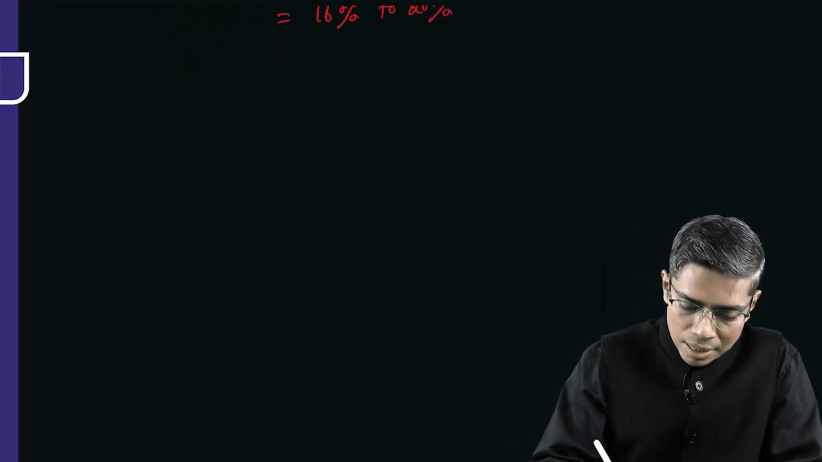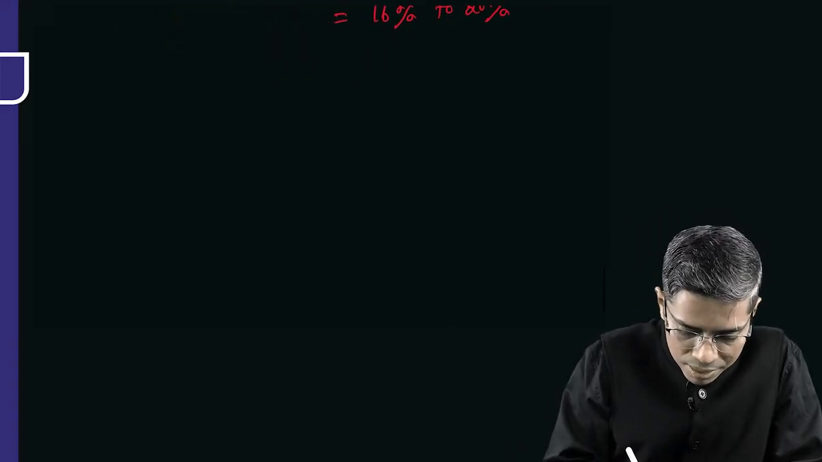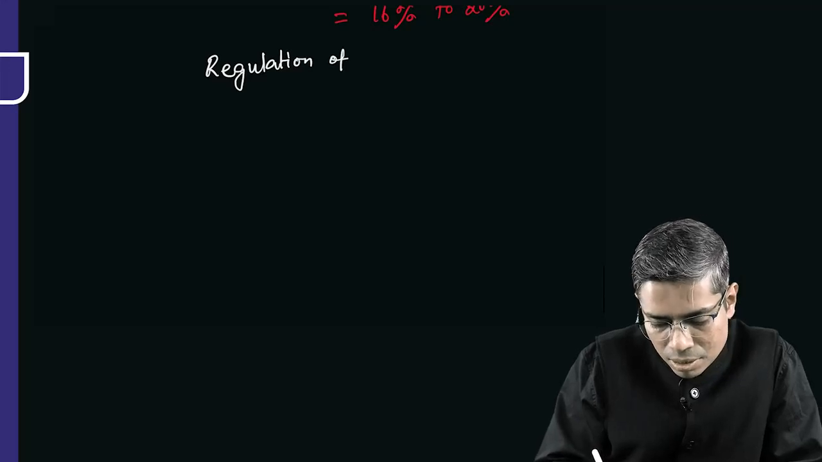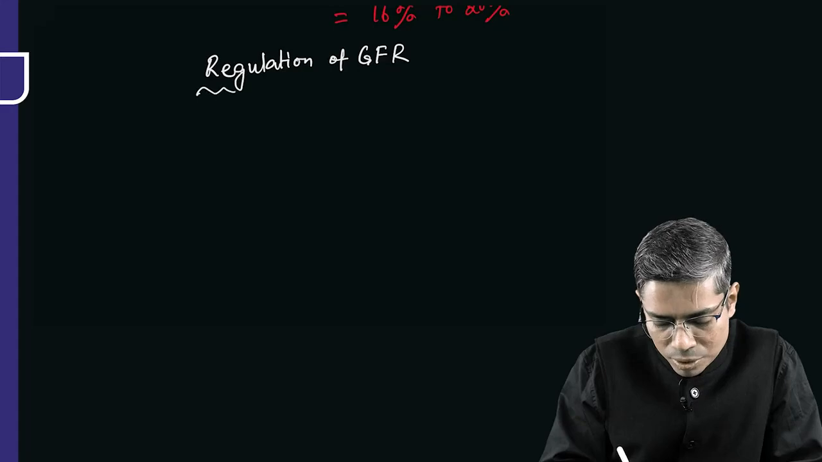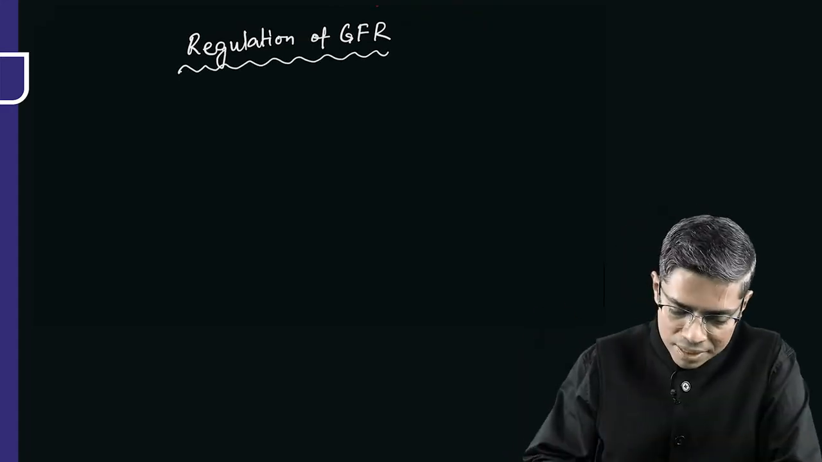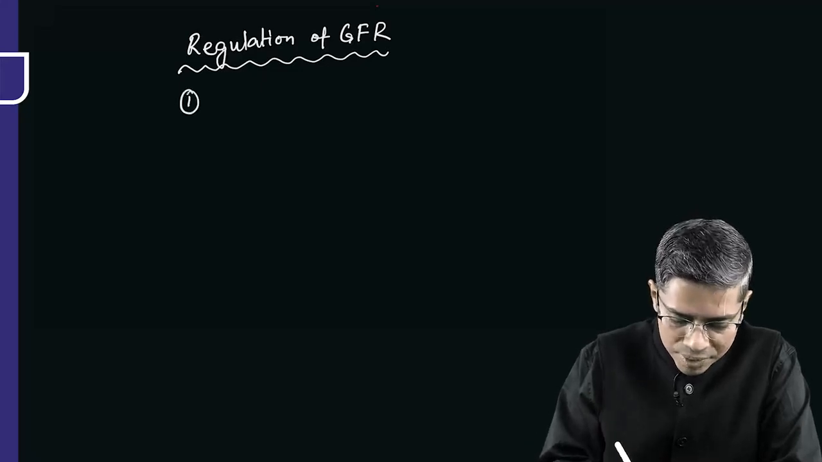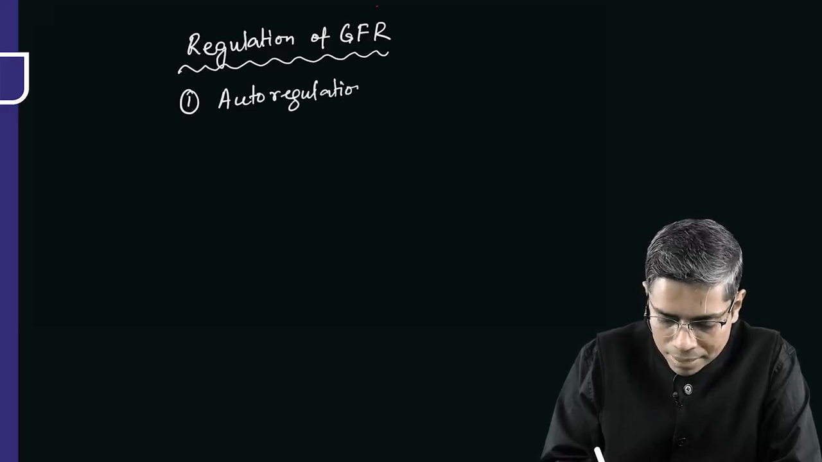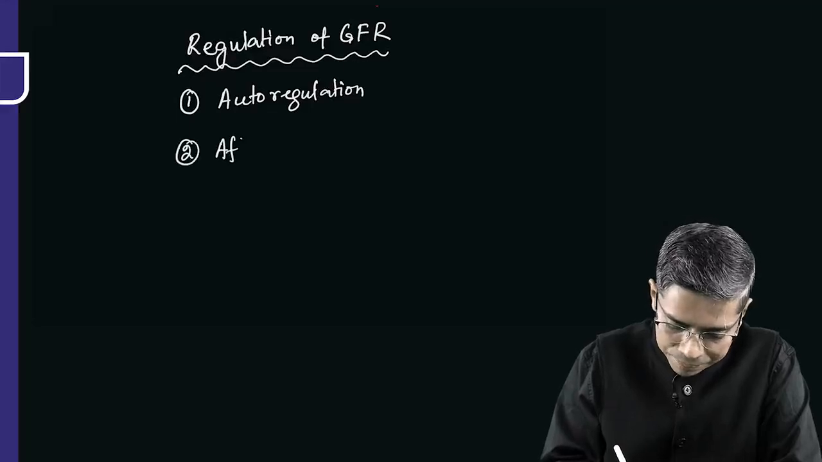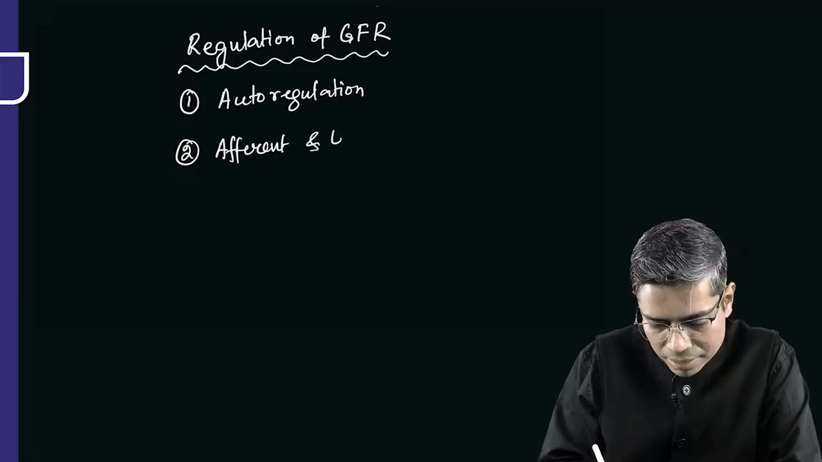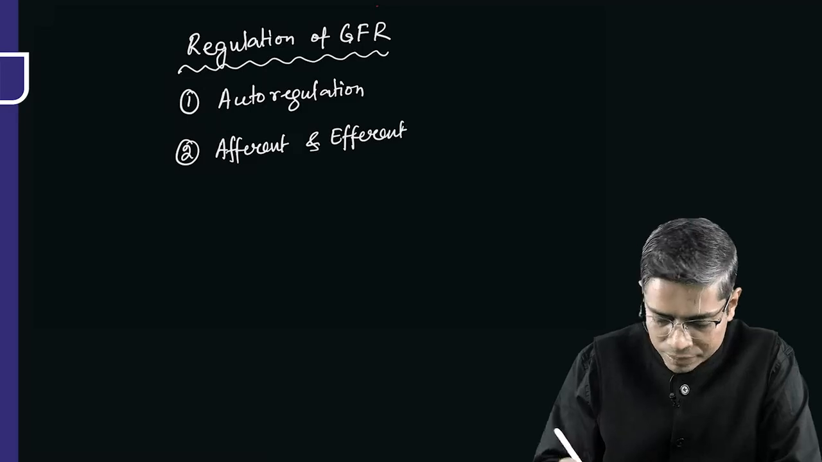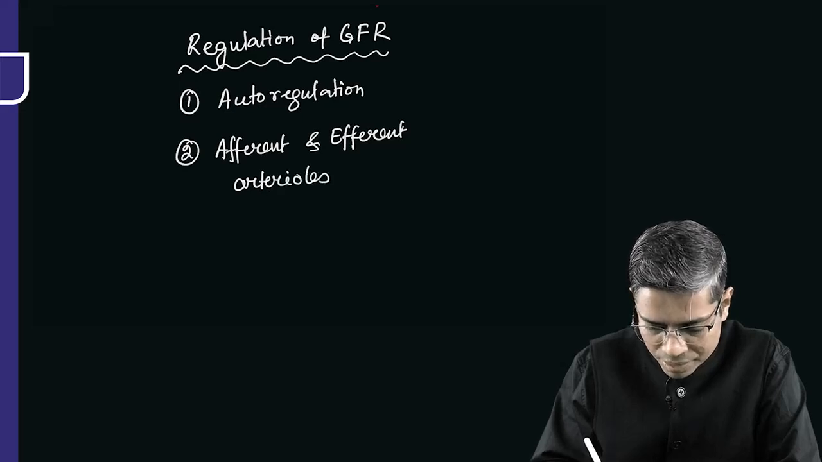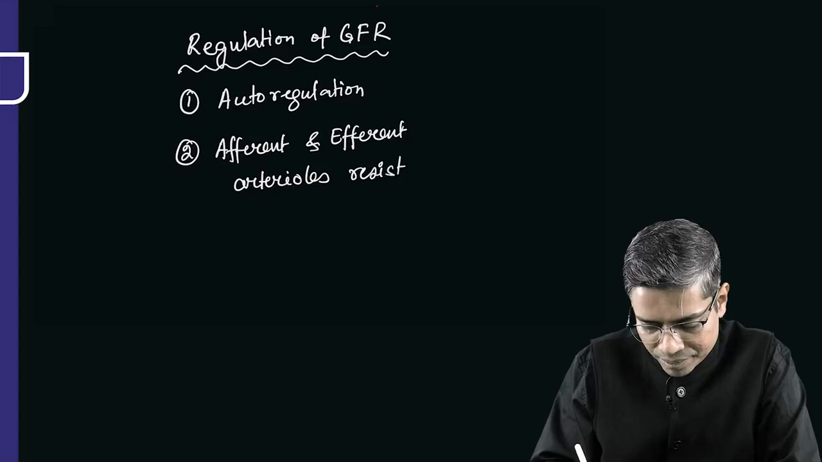Okay, so the important topic is regulation of GFR, glomerular filtration rate. You remember it like this. Regulation of GFR means, number one, auto-regulation, and number two, afferent and efferent arterioles resistance.